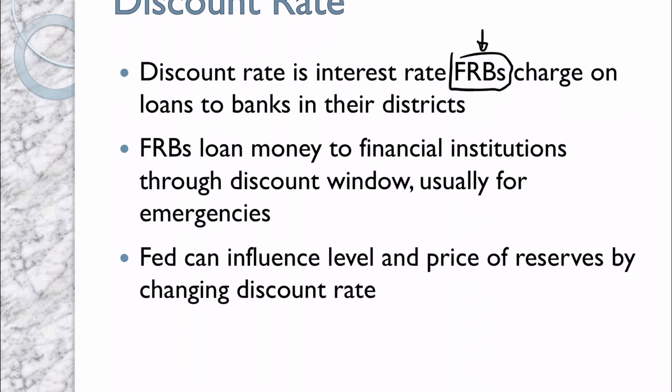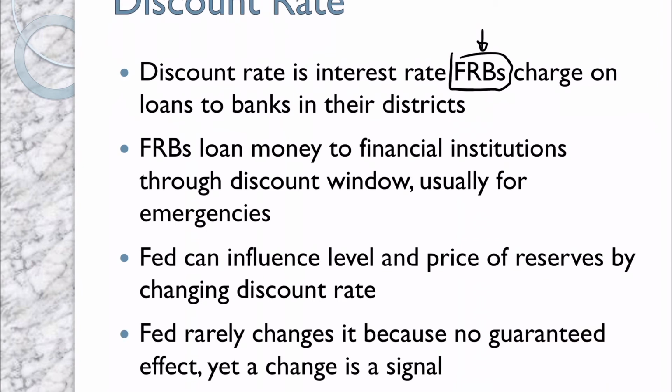So the Fed can actually influence the level and the price of reserves by changing this discount rate. So changing what these banks can actually borrow, at what rate they can borrow from that Federal Reserve Bank. They can impact the level and the price of the reserves. However, the Fed rarely changes this because there's no guaranteed effect. However, when there is a change, it's a signal of something, but there's no guarantee that it's going to increase lending or decrease lending when this value is changed. For example, it was changed in 2007 and it had no impact. But then it was changed in December of 2008 during the financial crisis, and there was an effect, but it was because it was happening during an emergency.